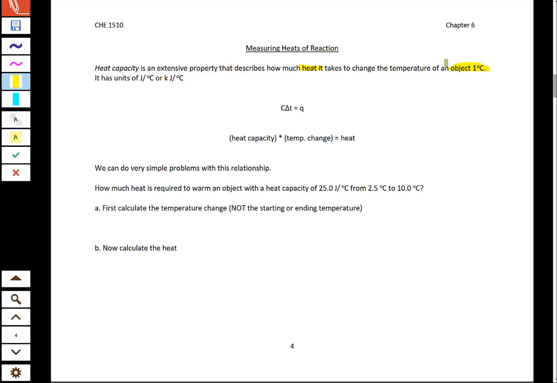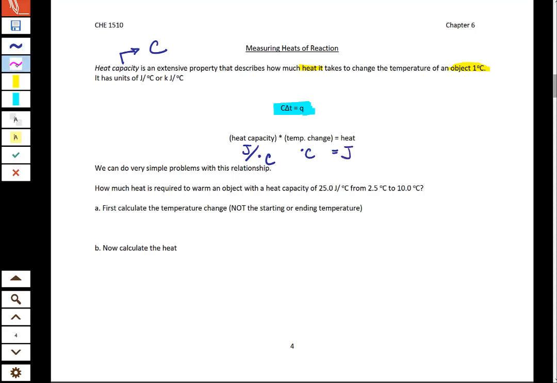And so when we look at heat capacity, which is going to be C, it's going to have units of joules or kilojoules per degree Celsius. So when we consider heat capacity as part of an equation, this is going to be our equation: C times delta T equals Q. So heat capacity is going to have that unit of joules per degree Celsius. We're going to see a temperature change, and then that's going to equal heat, which is in units of joules.